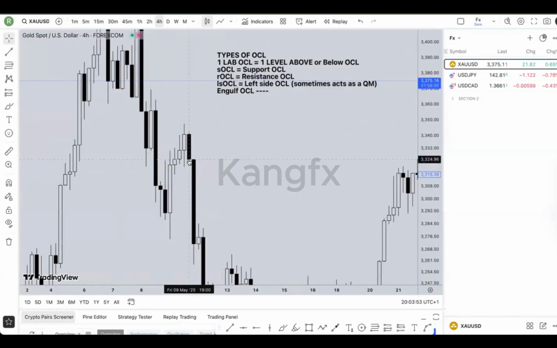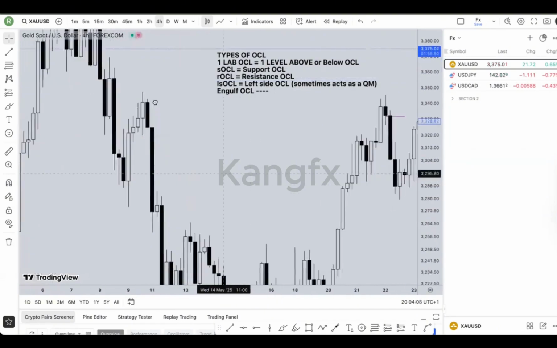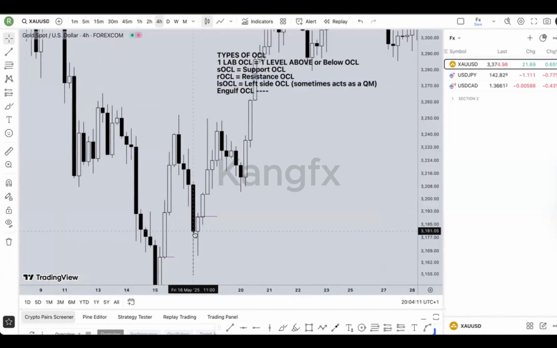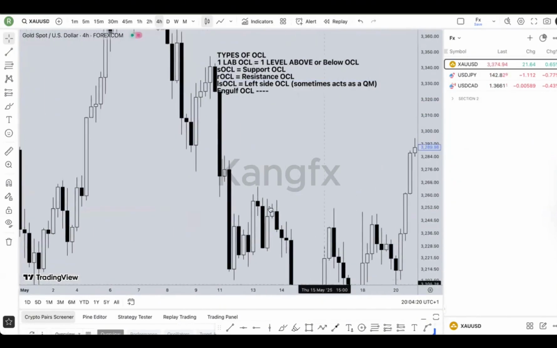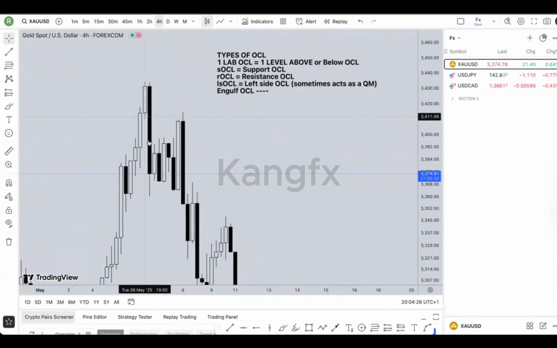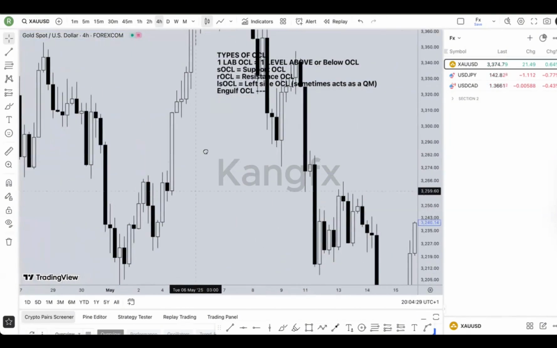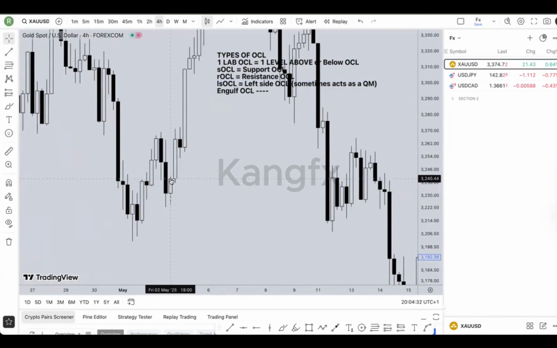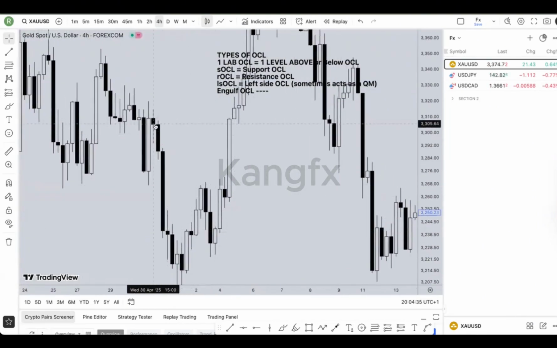This is not a resistance OCL because I said it's the closest OCL to the resistance or support. Doesn't mean that you see any OCL and you mark it as resistance or support OCL. It must be the closest to resistance, and the last bullish candle must engulf it for resistance OCL. For support, it must be the closest OCL to support, and the last bearish candle must engulf it, so support OCL. This is not a resistance OCL. This is not a support OCL. Let's look for another support OCL or resistance OCL. This is a support OCL here. This is a resistance OCL.